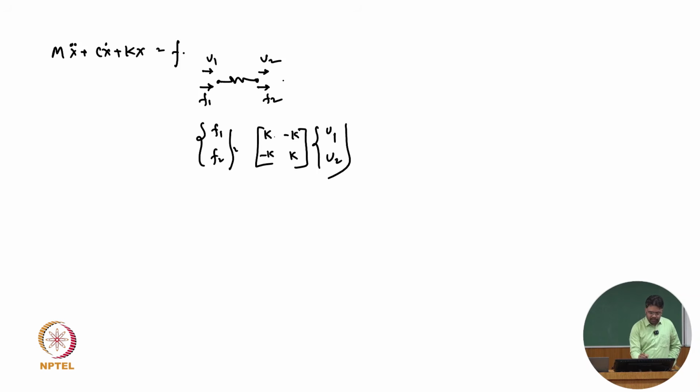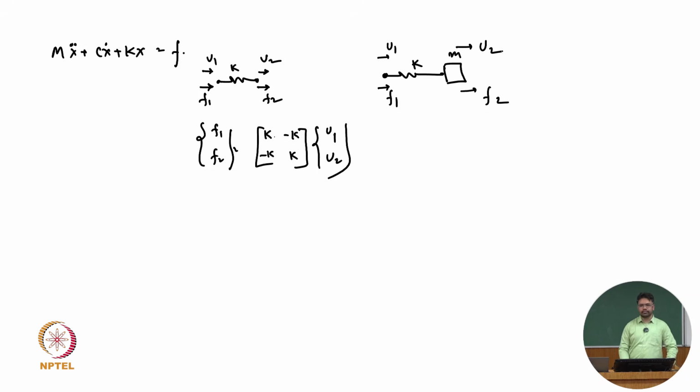So let's say instead of this, we have a spring of stiffness k and a mass m, and now you are applying a force F1 here and F2 here, with displacements U1 here and U2 here. How can we get the force versus displacement in a similar manner? We should be able to get that also, and let's see how. For getting that, we can do it in two ways.